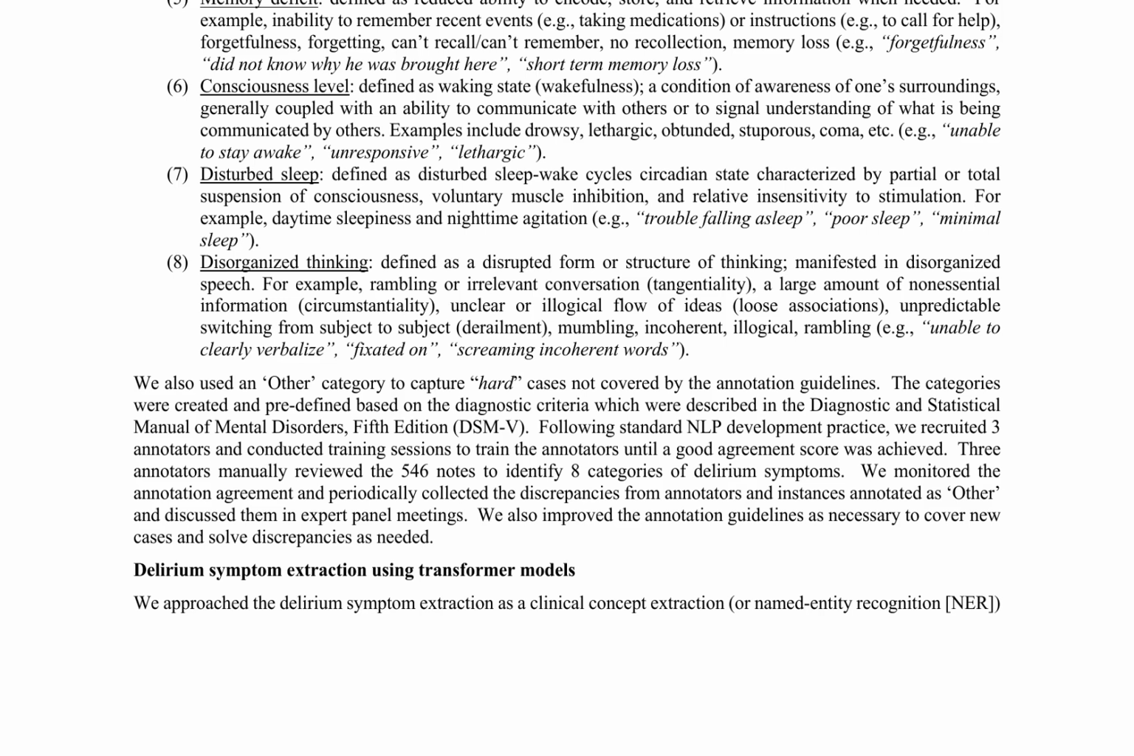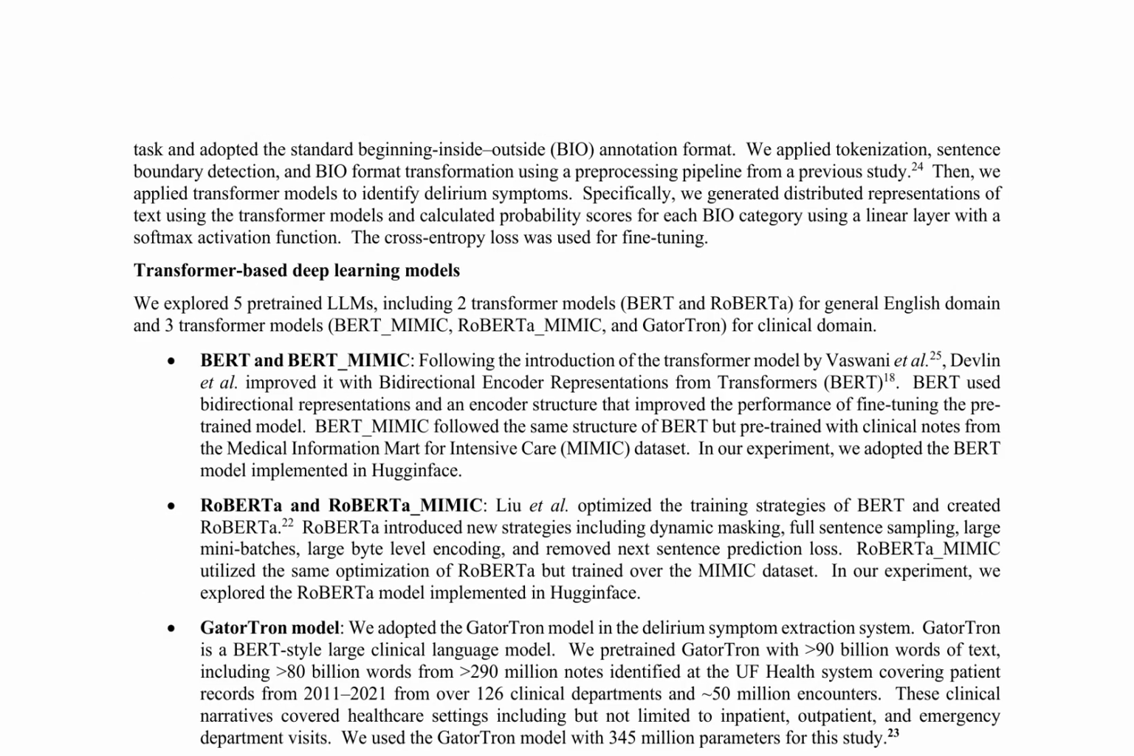The delirium symptom extraction task was approached as a clinical concept extraction or named entity recognition problem, to be addressed using transformer models. Researchers developed a deep learning model to extract delirium symptoms from clinical notes, leveraging transformer models in both general and clinical domains. The task involved identifying and classifying delirium symptoms in a dataset of clinical notes, using the standard BIO-annotation format. A preprocessing pipeline was applied to perform tokenization, sentence boundary detection, and BIO-format transformation.